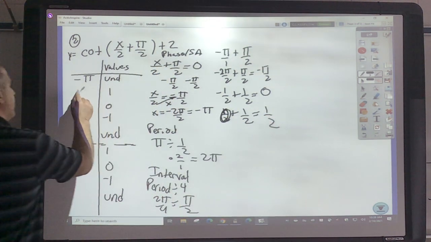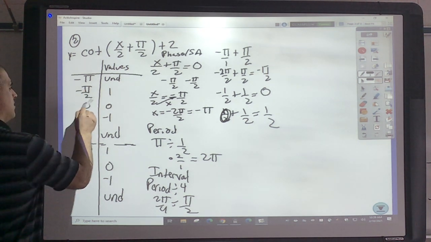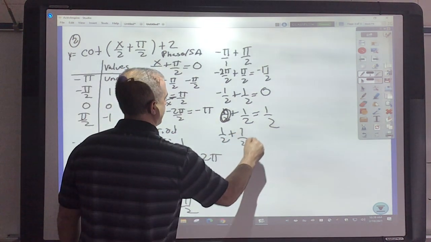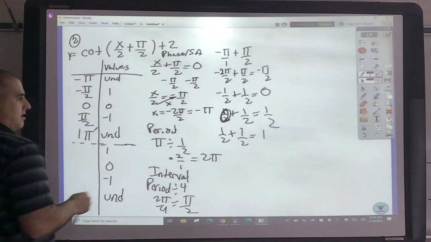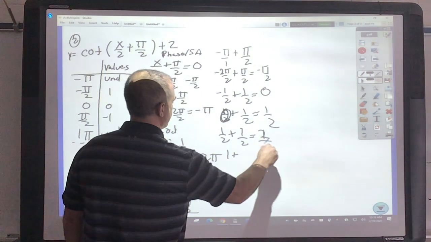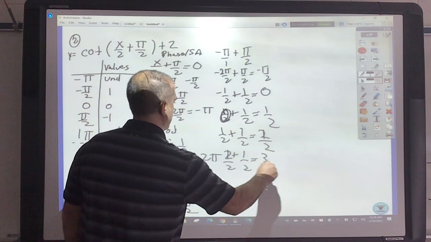So here's what I got. I got negative pi over 2. I've got 0. I've got pi over 2. All right, 1/2 plus a half would be 1. So that's back to 1 pi. Then I got 2 over 2. And 2 over 2 plus 1 over 2 is 3 over 2.